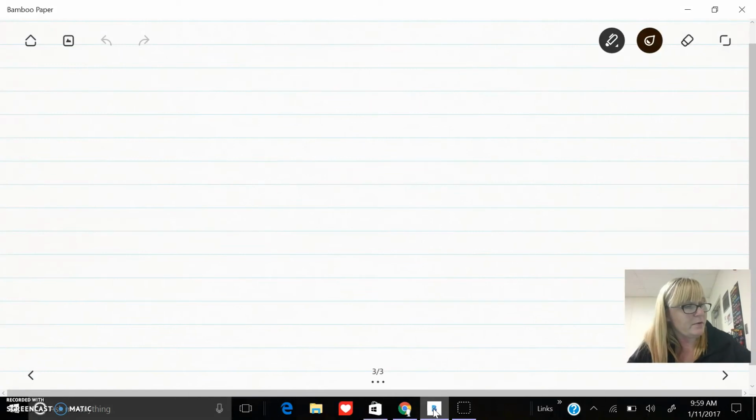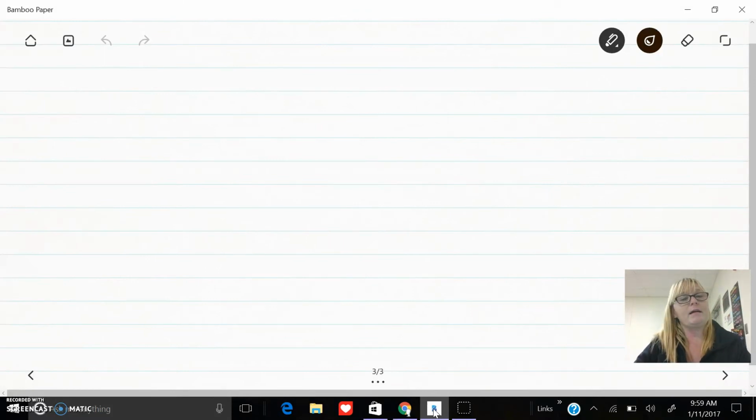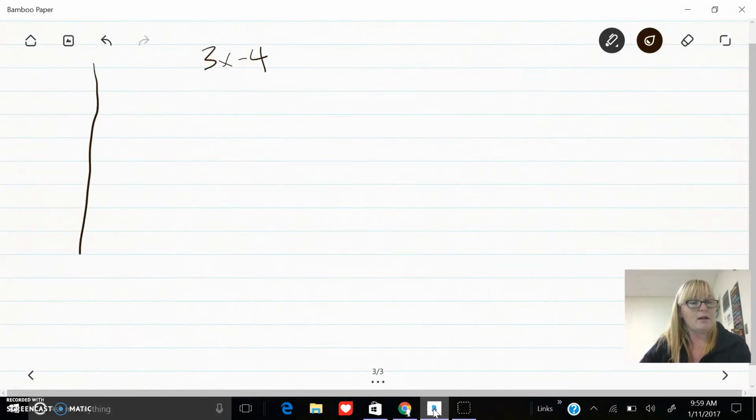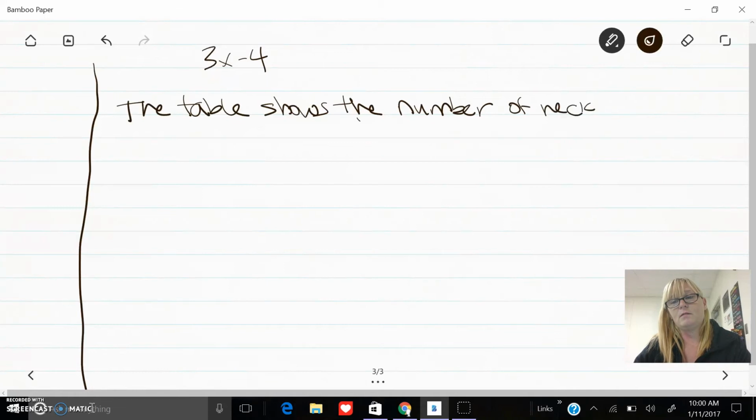Okay, the ones that we are moving on to are not so easy because they are two-step equations. So they're going to look like 3x minus 4. Okay, two-step equations. All right, so let me draw our Cornell lines. All right, the table below, which I'm going to draw, shows the number of necklaces Ari can make in a certain amount of time.